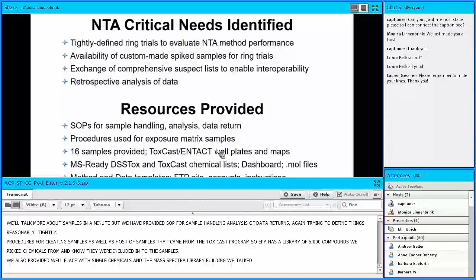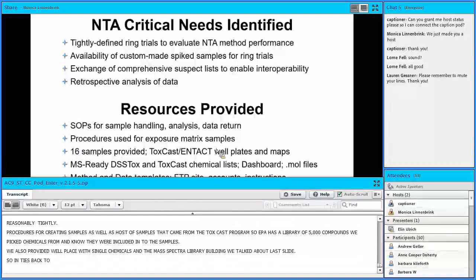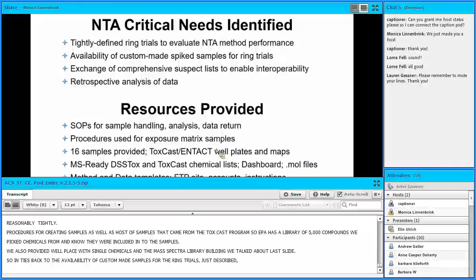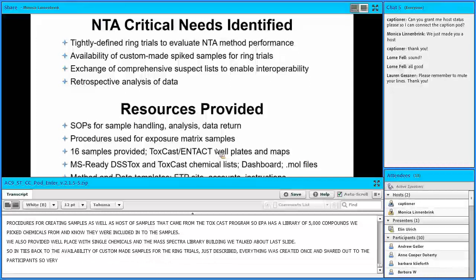So this kind of ties back into the availability of custom-made spike samples for the ring trials. As I just described, everything was created once and then shared out to the participants. So very custom-made, very well-controlled, and actually a large number of compounds. We'll get to that in just a moment.